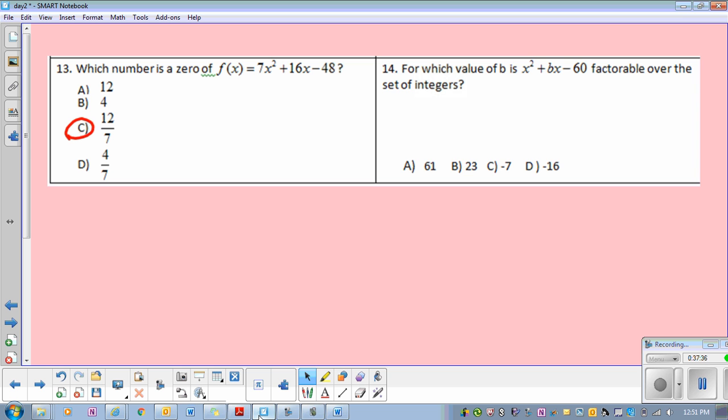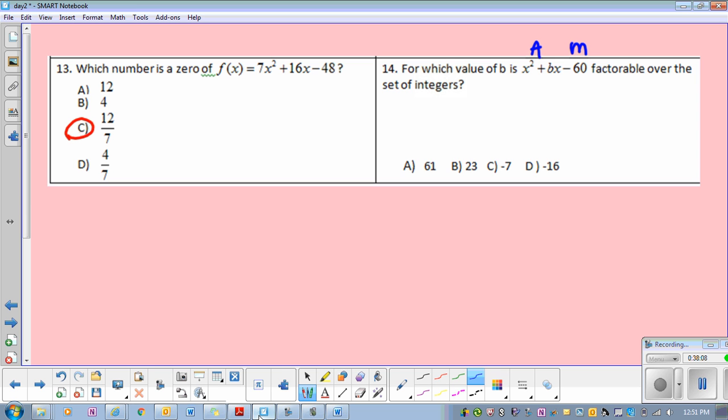So for number 14: for which value of b is x squared plus bx minus 60 factorable over the set of integers? Do you even know what this means? No. But you say D. Why? Did you do it? No, I mean, kind of. Kind of? It's C. So I hear D, I hear C. What the heck?